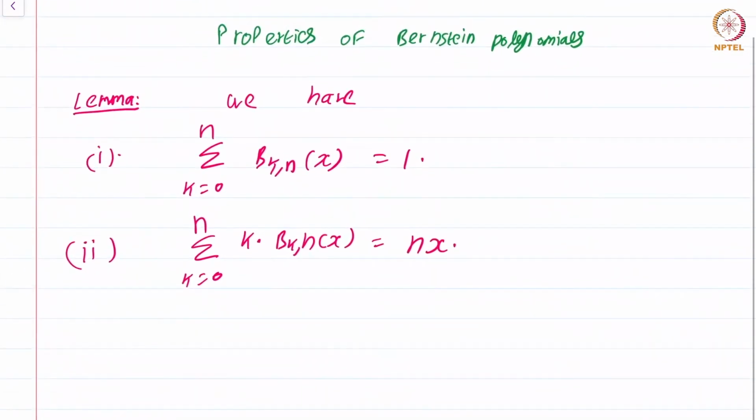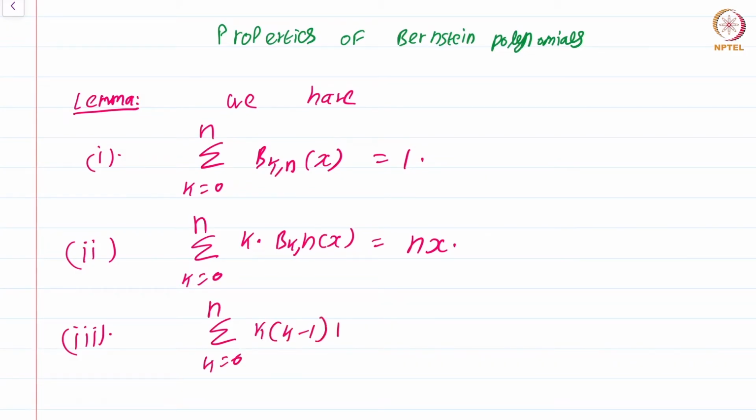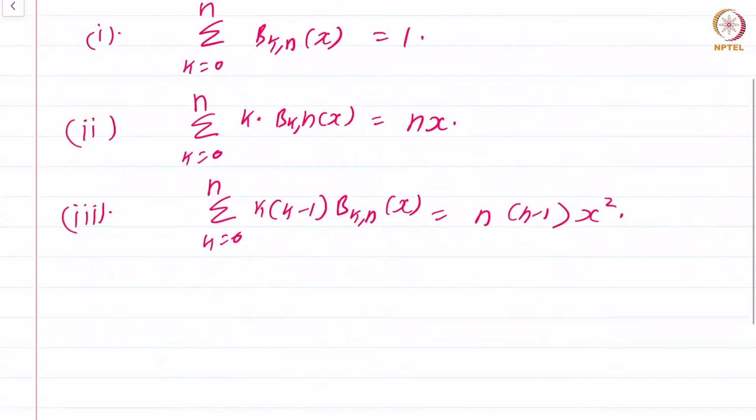And number 3, summation k equals 0 to n of k times (k minus 1) times b_{k,n}(x) is equal to n times (n minus 1) times x squared. So these are some of the basic algebraic identities involving the Bernstein polynomials that will be needed in the proof of the Weierstrass approximation theorem. So let's see a proof.